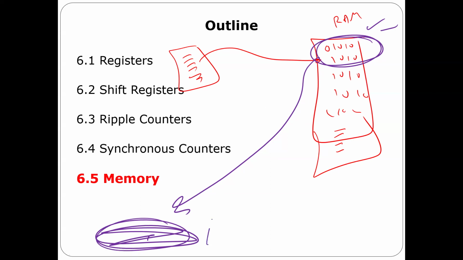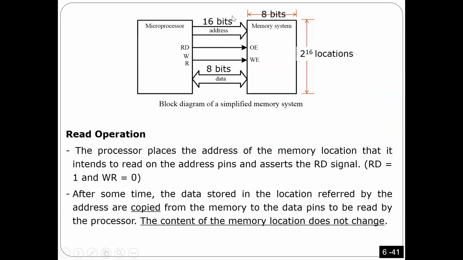Also, if you have some data to store, you store it in memory. Sometimes you also need to read some data from memory. That's why, in the first picture here, I want to show the relation between the microprocessor and the memory. All the time, the microprocessor needs to read from the memory, write to the memory, read from the memory, write to the memory.